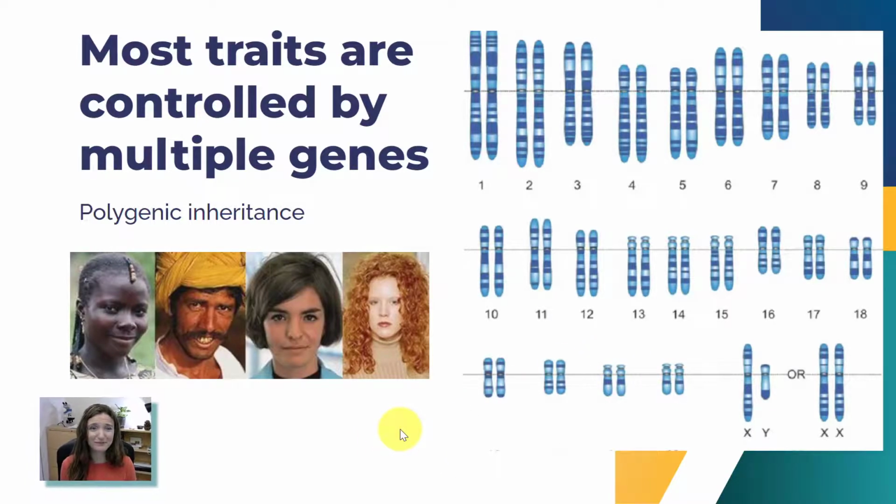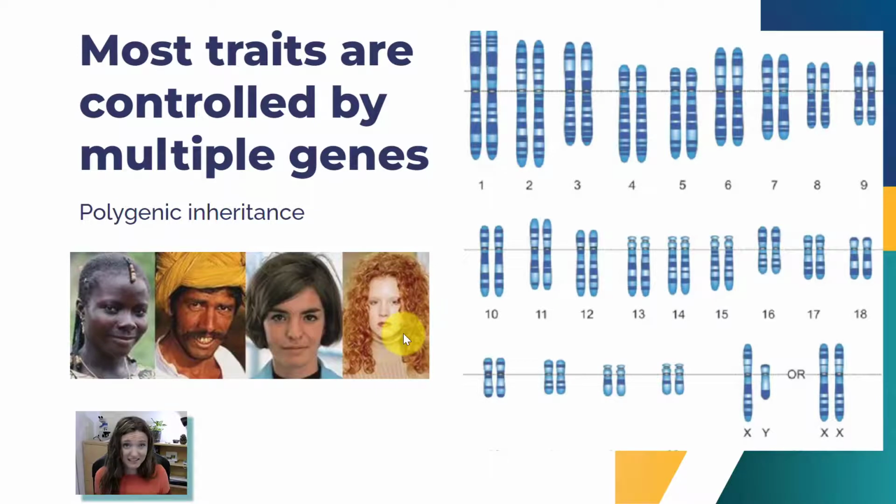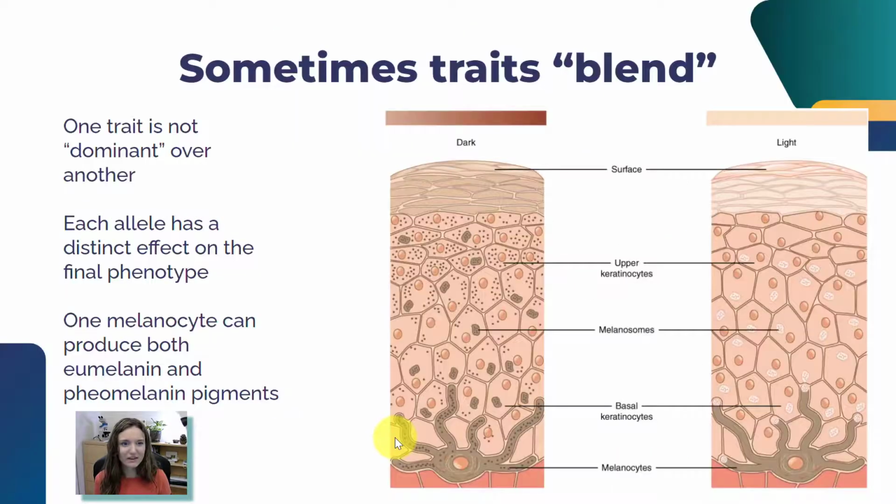So let's go through an example. Let's use a simplified example of how skin color is inherited as an example of polygenic inheritance and how we can combine having multiple alleles and incomplete dominance. So skin color, how do we get the pigmentation in our skin, right? We have these cells in our skin called melanocytes that produce pigment molecules, pigment proteins, basically, right? And in humans, one genotype is not necessarily dominant over another genotype. So these melanocytes can produce many different types of pigments, okay?